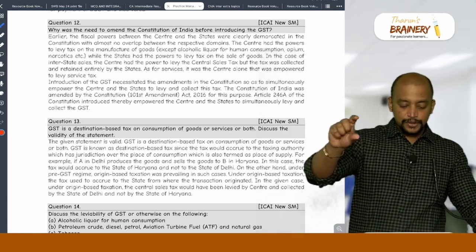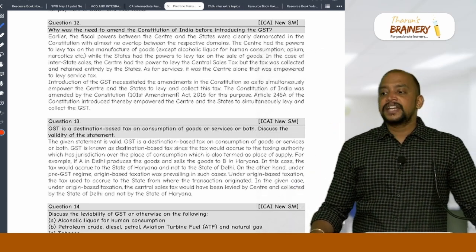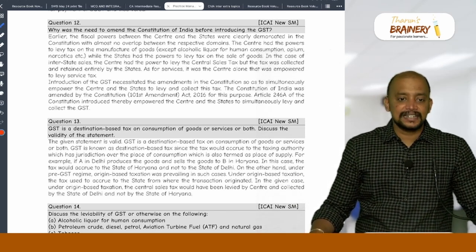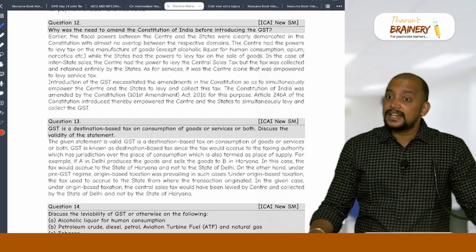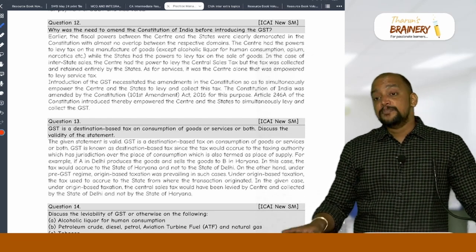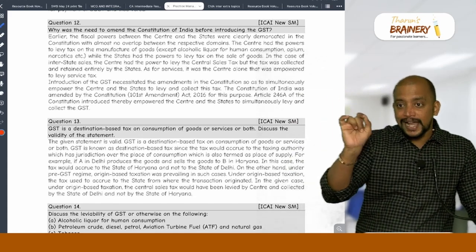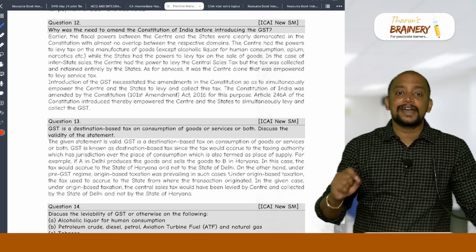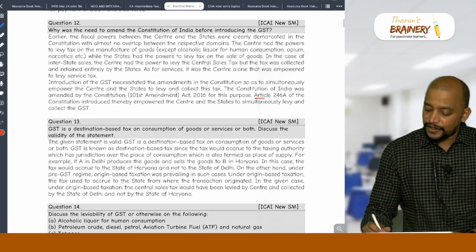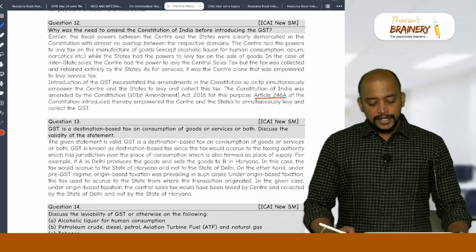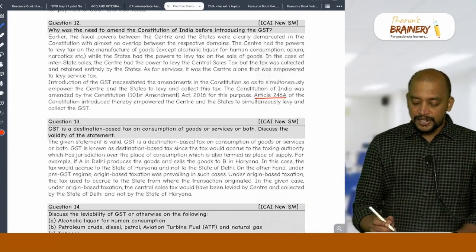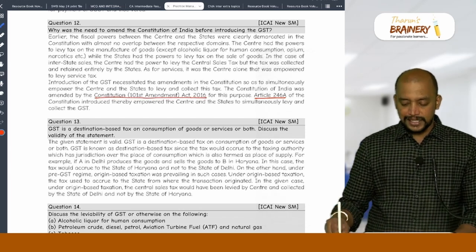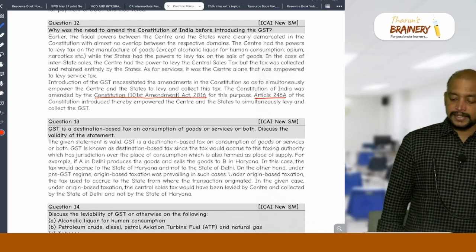Is it clear? Please go through that, just quickly read it once. And in which year was the constitutional amendment done? 2016. In 2017 the GST law came. The Constitution Amendment Act was 2016, and the Bill was presented in 2014. I asked you to highlight certain points; connecting those, you need to write. And one more thing you need to remember is Article 246A of the Constitution. Article 246A was introduced, thereby empowering the center and the states to simultaneously levy and collect GST, through the Constitution 101st Amendment Act 2016. Just quickly go through that answer.